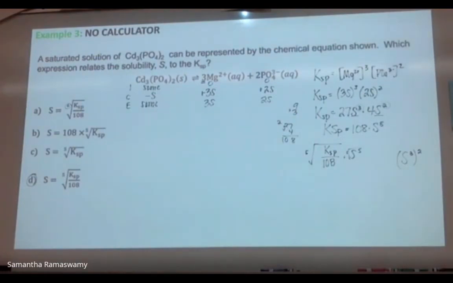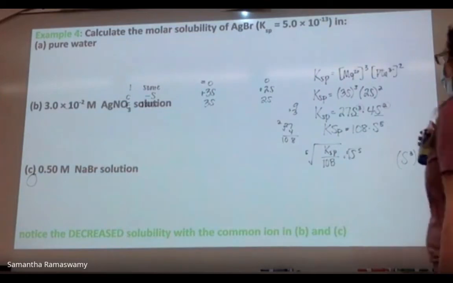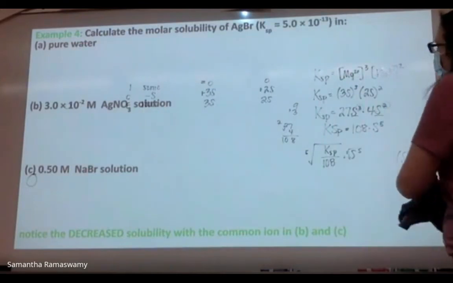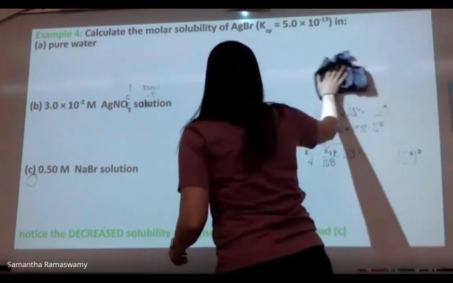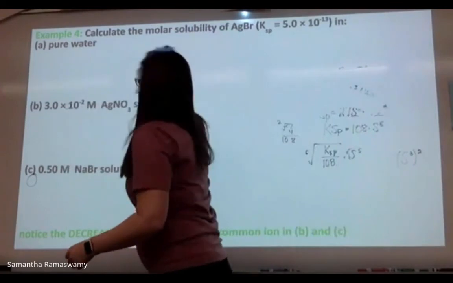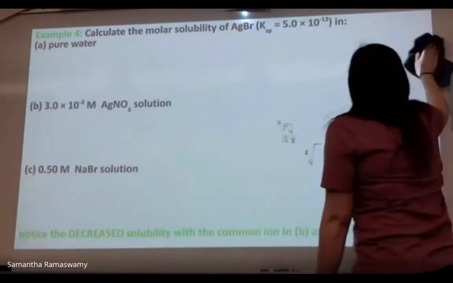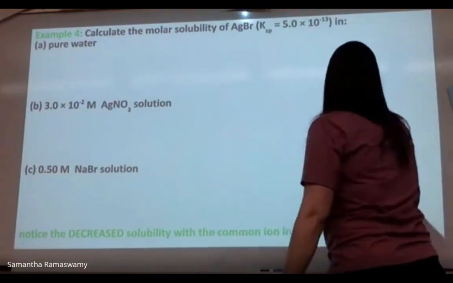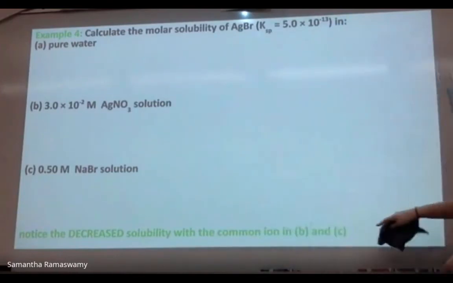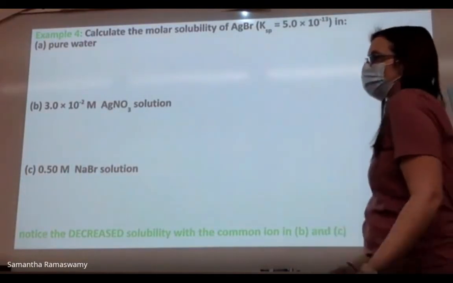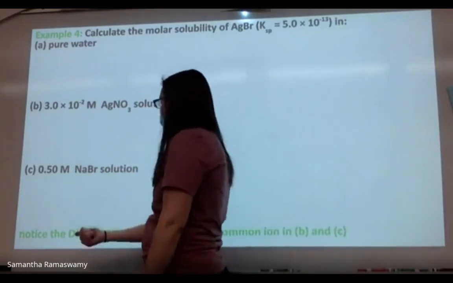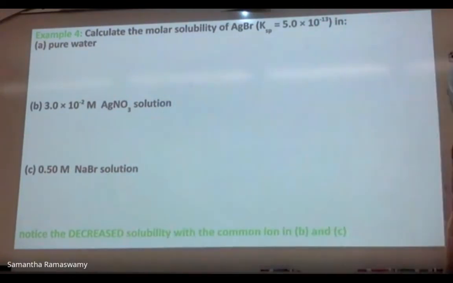The next one that we're going to look at is kind of looking ahead to tonight's video. But we'll work through this because I think we've seen enough of these questions. So for example 4, it says calculate the molar solubility of AgBr. They give the Ksp in 3 different solutions. A is pure water. That's just what we've been doing, in water. Then in a silver nitrate solution, and then in a sodium bromide solution.